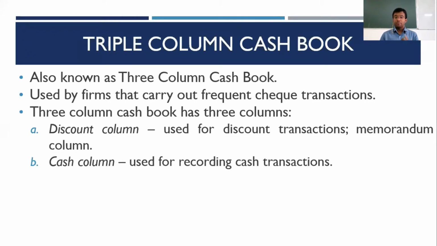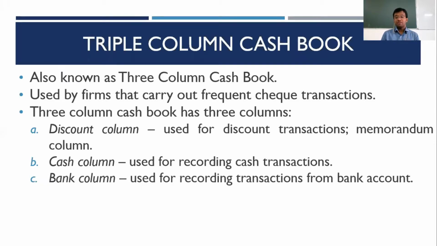Then you have your cash column. The cash column is used for recording any kind of cash transactions. Whenever you're making payments from your cash box in your firm, those transactions are recorded in your cash column. Then you have your bank column. Any payments or receipts of cash happening through your bank account get recorded in the bank column. One important fact to remember here is that the cash column and bank column have to be balanced. The discount column need not be balanced because it is a memorandum column.